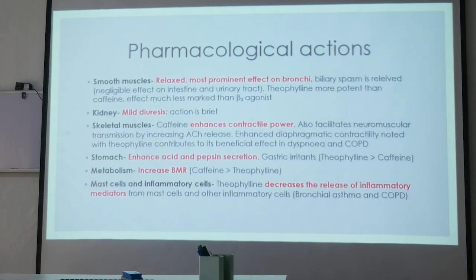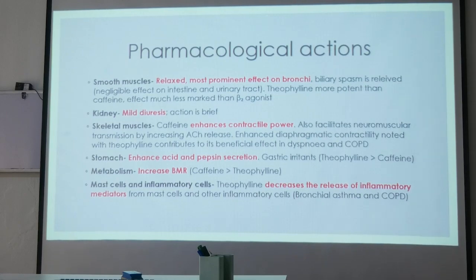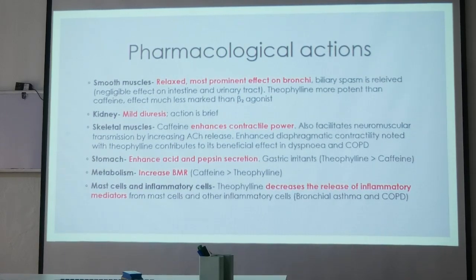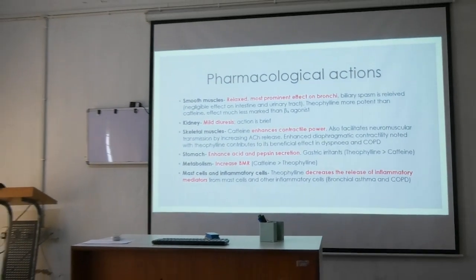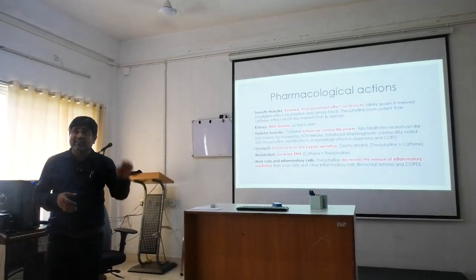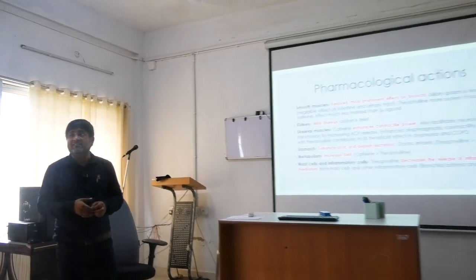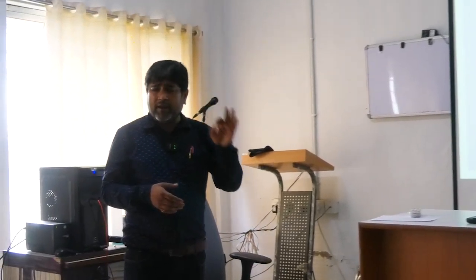Stomach: it increases gastric acid secretion and pepsin secretion. Metabolism: it increases basal metabolic rate, and like beta-2 agonists, they also decrease the release of inflammatory mediators from the inflammatory cells.